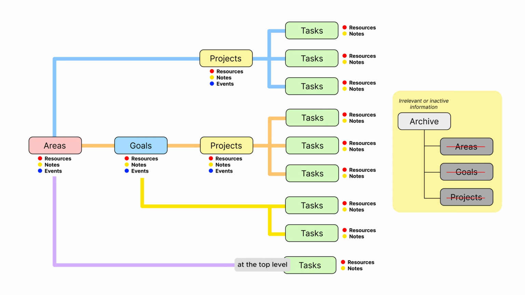At the top level, we have areas, which can encompass individual tasks, projects without specific goals, and projects with clearly defined goals. Each area, goal, and project can be supplemented with relevant resources, notes, or events to aid in their execution. We can also add relevant notes and resources for each individual task. Any areas, projects, or goals that are currently inactive can be archived for future access when needed.